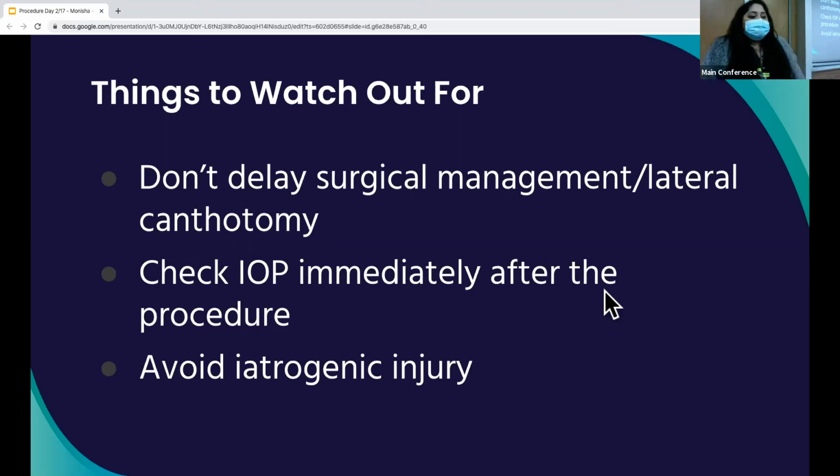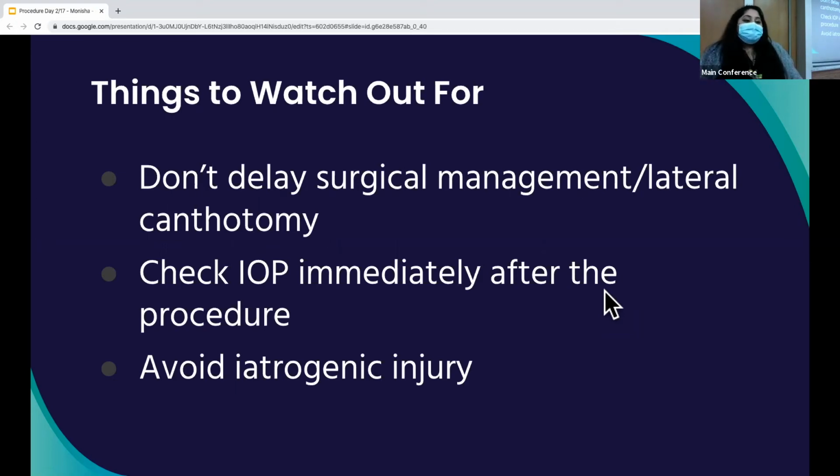The next thing to make sure and watch out for is making sure that you completed an effective amount of cantholysis by checking the intraocular pressure immediately after the procedure. If there's an inadequate reduction in the intraocular pressure, you consider a superior cantholysis like we talked about before. You could also consider some medical management: mannitol, acetazolamide, high-dose methylprednisolone.